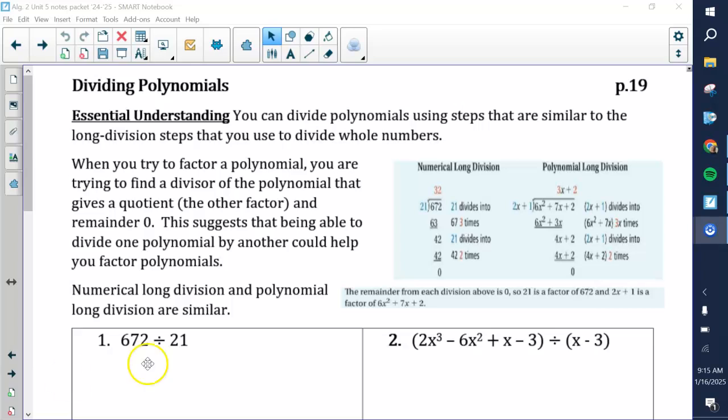When you try to factor a polynomial, you are trying to find a divisor of the polynomial that gives a quotient and remainder of 0. So what that means is if when you divide something the remainder is 0, that means it is a factor of that number. This suggests that being able to divide one polynomial by another could help you factor. Okay? Numerical long division and polynomial long division are similar to each other. So let's take a look at number 1.